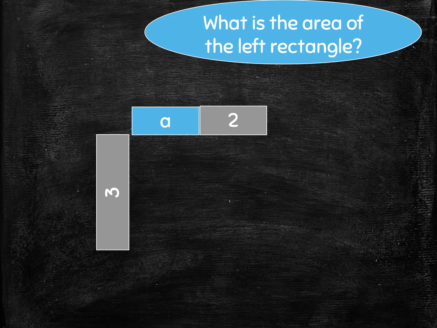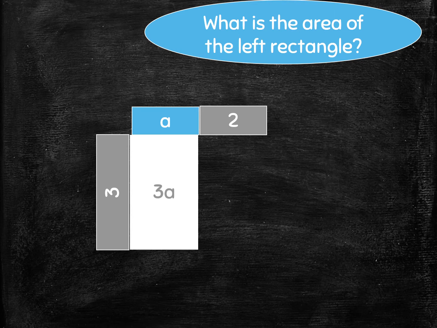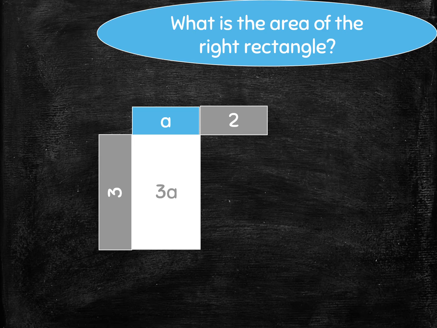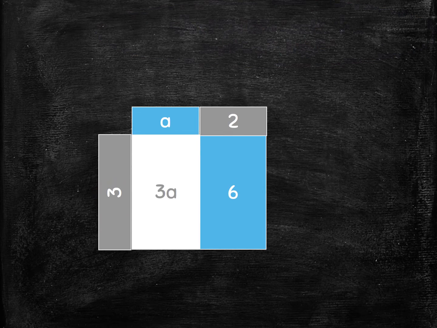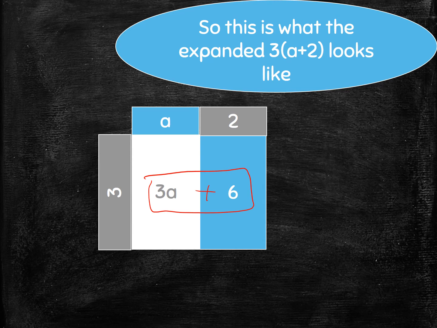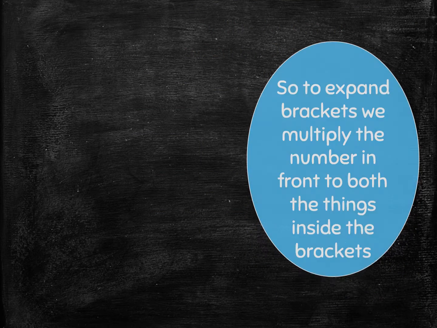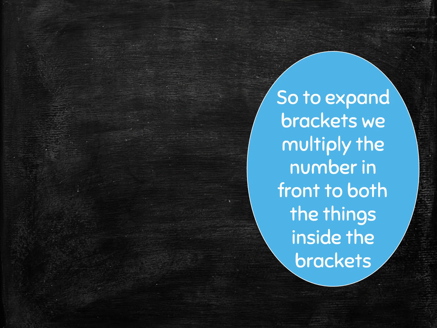So if we look at the next bit, we're going to look at the left-hand rectangle there. So the left-hand rectangle, if we go 3 times a, we get 3a. And if we look at the right rectangle, we've got 3 times 2, and that equals 6. So that is actually 3a plus 6. So to expand brackets, we multiply the number in front to both the things inside the brackets.